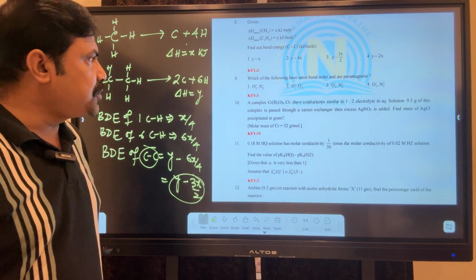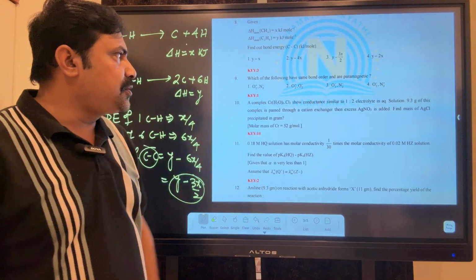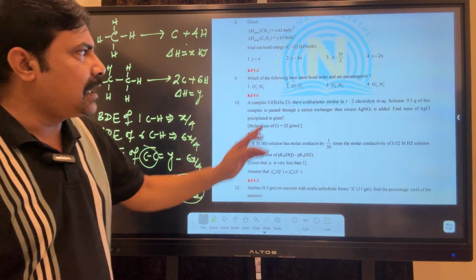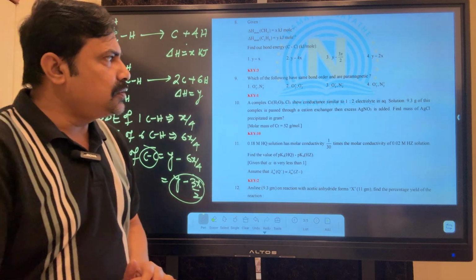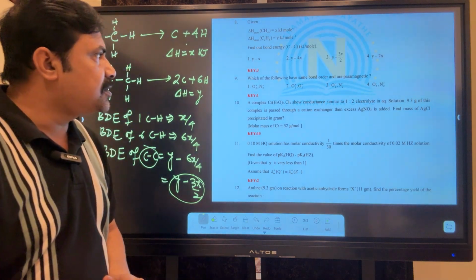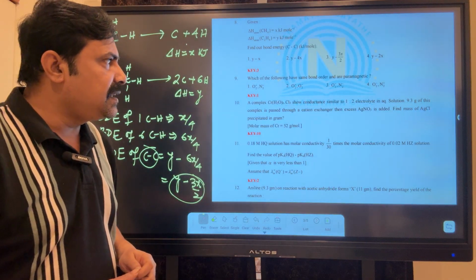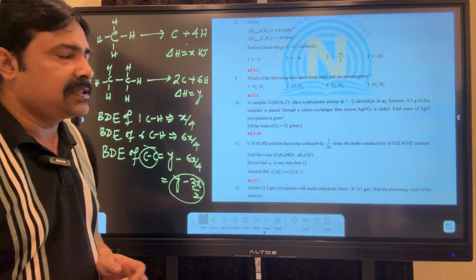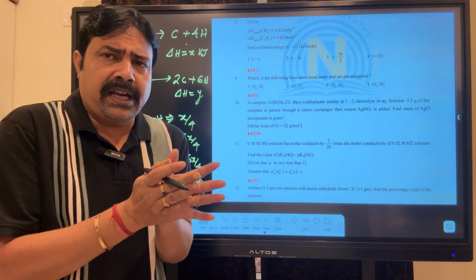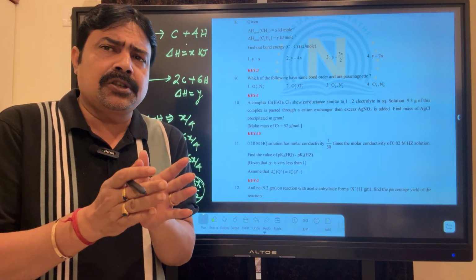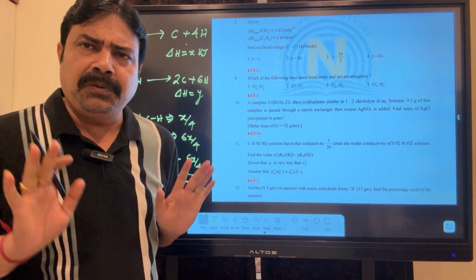Now for the 10th question, I am giving you the idea of how you will do it. A complex CrH2O6Cl3 shows conductance of a 1:2 electrolyte in aqueous solution. 9.3 gram of this complex is passed through a cation exchanger and excess AgNO3 is added. Find the mass of AgCl precipitate. That means outside of the coordination sphere, how many moles of chloride ion will be there, that many moles of AgCl will be precipitated.